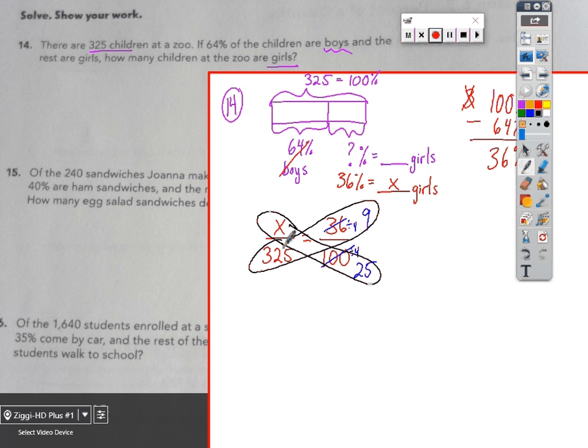We're ready for step 3. Let's cross multiply, or multiply diagonally, you wrote in your notes in your flip book. Well, first I encourage you to start with this variable. 25 times x is the same as 25x. 9 times 325, I might actually stack that up somewhere here.